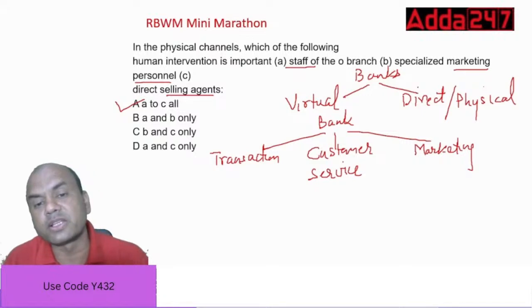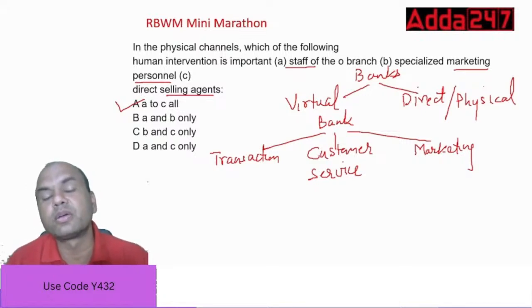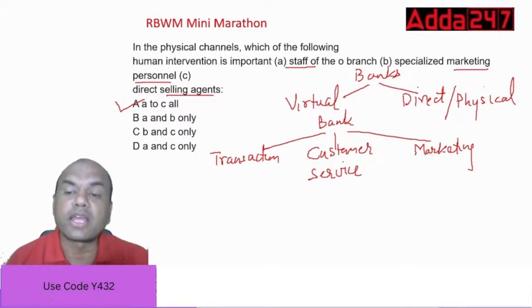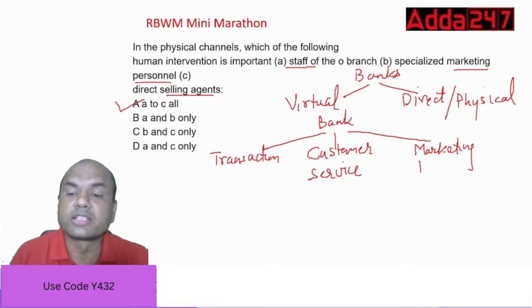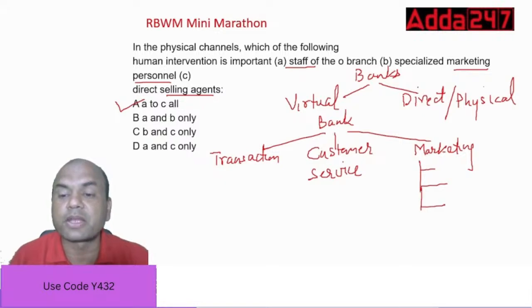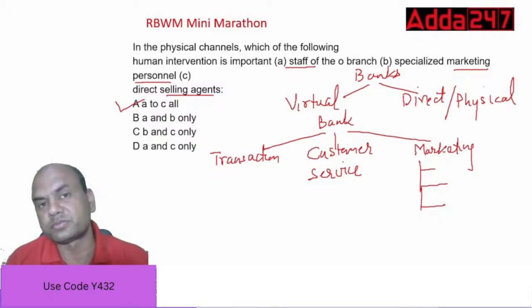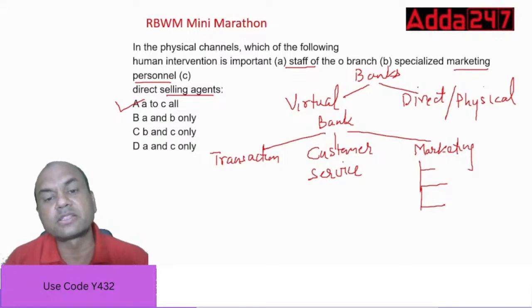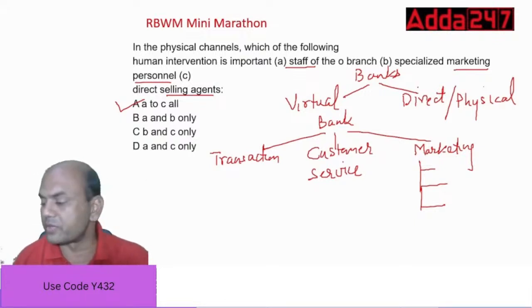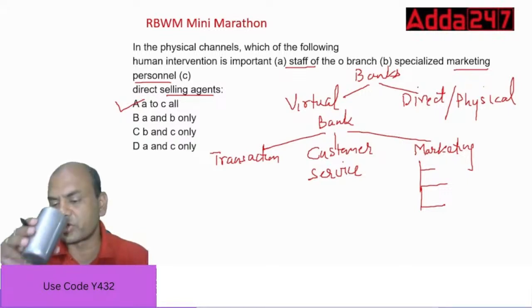So bank always has all these three types of employees over here, right? Now it can be employee also, it can be outsider also. Like in marketing we have this specialized marketing personnel also. Then we have DSA also, and even the staff of the branch can do the sales, right? So that's why all of them are important. A to C all. Remember, in any bank there are only three types of employees. One is transaction processing employee, just now I told you clearing, transfer, everything. Second is customer service employees who service the customers, and third one is this marketing.